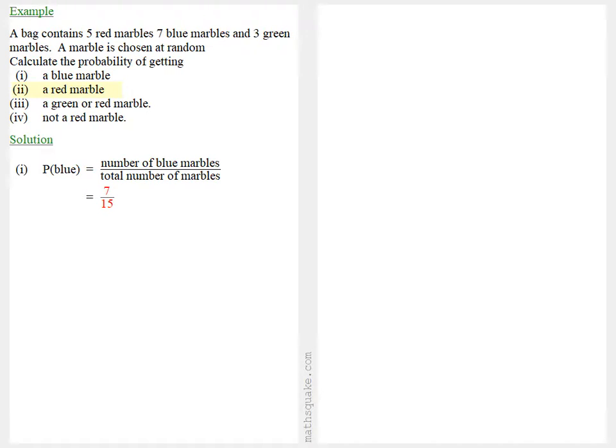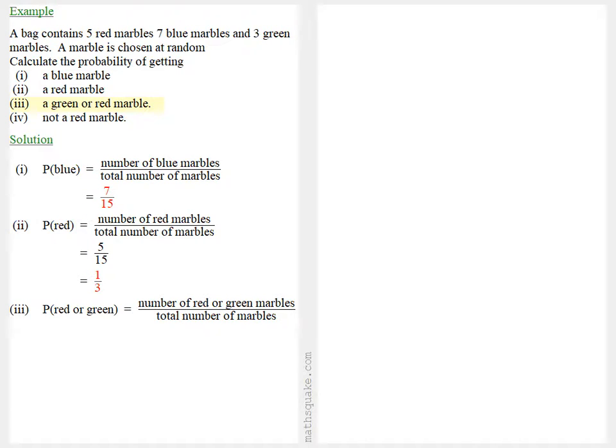In part 2, we're asked what's the probability of getting a red marble. Well, this is equal to the number of red marbles over the total number of marbles, which is 5 over 15, or we can write that as 1/3. In part 3, we're asked what's the probability of getting a red or a green marble. Well, this is equal to the number of red and green marbles over the total number of marbles, which is 5 plus 3 over 15, or 8 over 15.